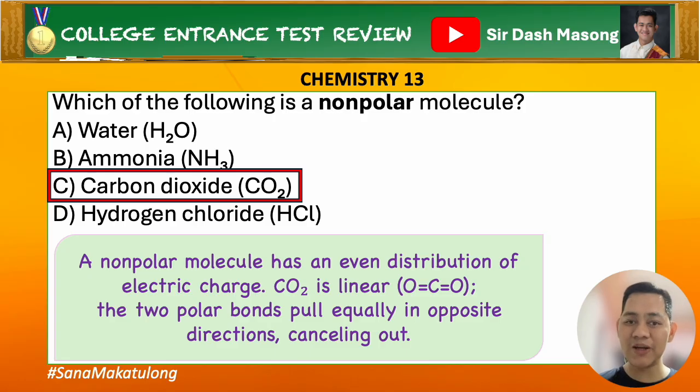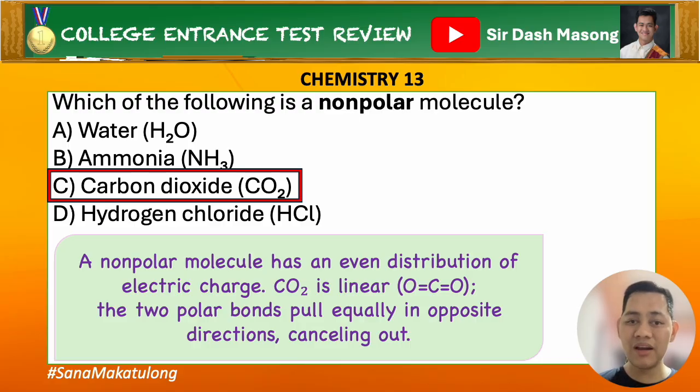Look at the illustration. Meron siyang 2 polar bonds pulling equally in opposite direction. So canceling out. The molecule has no positive or negative end. Okay, kaya non-polar siya. Bakit mali si A, B, and D? A, yung water. Yung water actually is bent. V-shape siya. Yung oxygen, it pulls electrons strongly, creating a positive hydrogen side and a negative oxygen side.